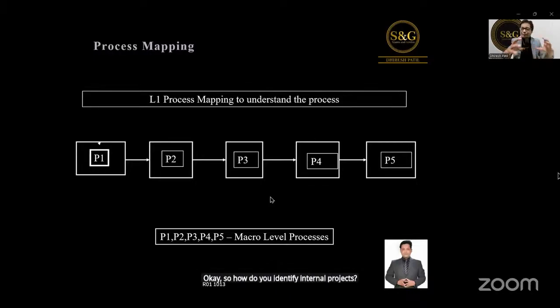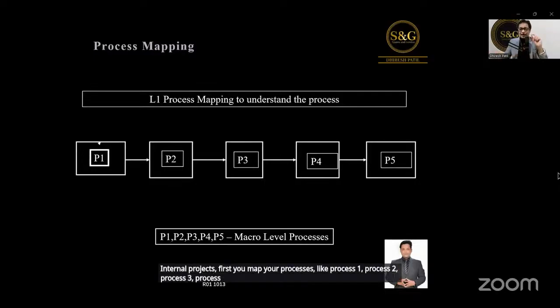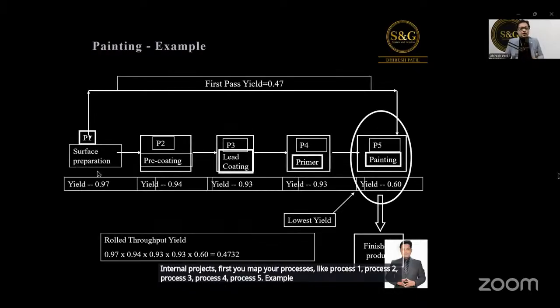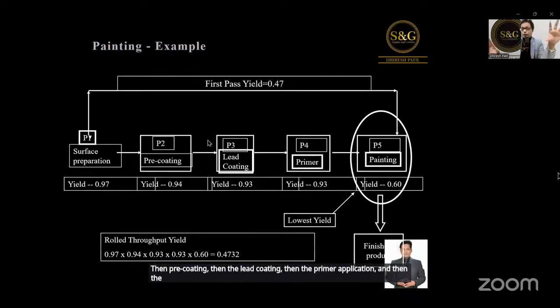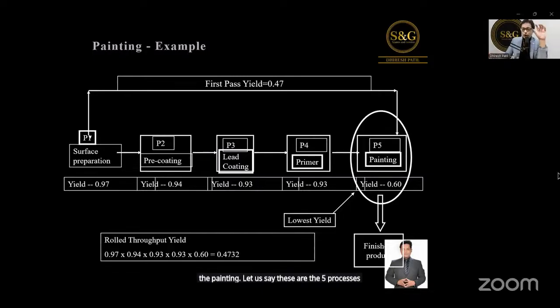Internal projects, first you map your processes like process 1, process 2, process 3, process 4, process 5. Example, like this. Surface preparation, then pre-coating, then the lead coating, then the primer application, and then the painting. Let's say these are the 5 processes, and you want to identify the projects out of this. So how do you identify them? First we identify the yield, okay, which is called first pass yield. What is first pass yield?